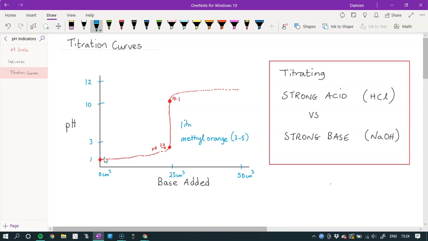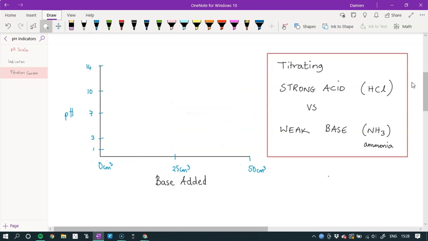Litmus would also work here because litmus works in the range 5 to 8. And finally phenolphthalein. Phenolphthalein would also work here because that works in the range 8 to 10. So for a strong acid and a strong base, any one of these indicators would work. You pick your indicator based on this middle piece here, which is called your equivalence point. Let's have a look at the next one.